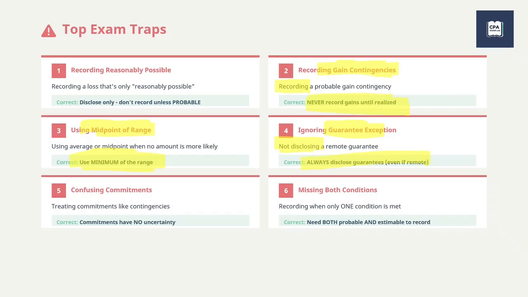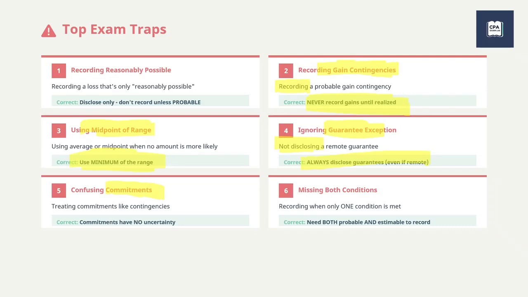Confusing the commitments. The easiest way to remember that one: if it is a commitment, it has no uncertainty. You commit, so you know it is going to happen. If you see any uncertainty, you can think of contingency, but whenever you see certainty, you can think of commitments.